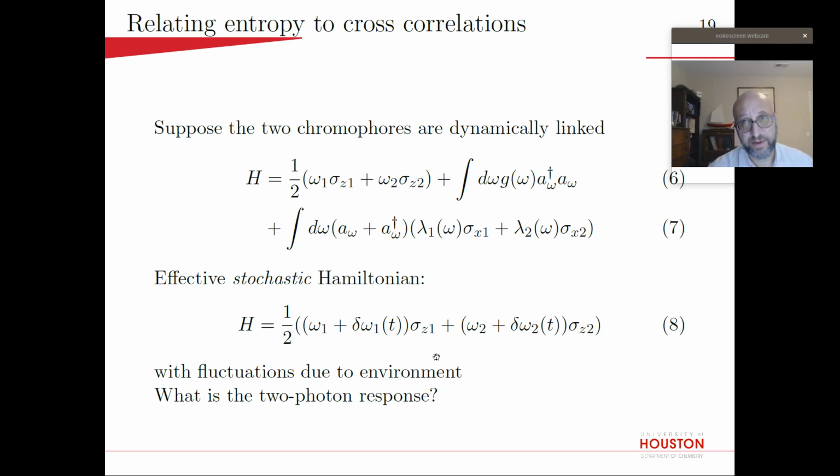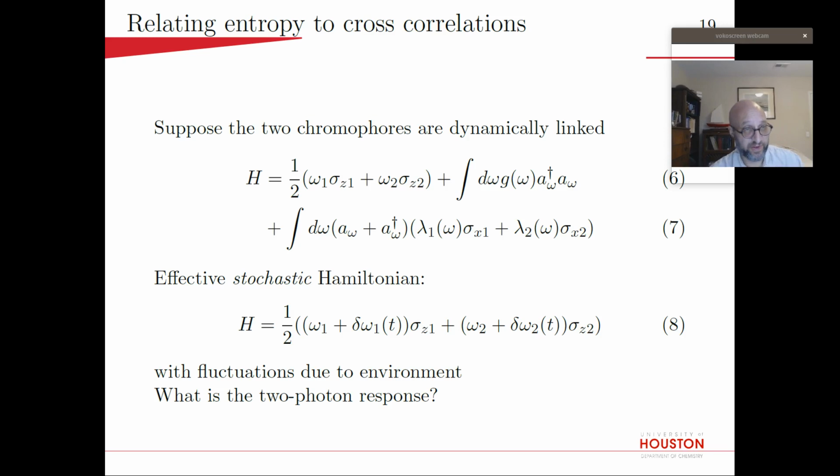So now let's imagine that the two chromophores are linked in some sort of dynamical sense. What I want to do is imagine that in this model I have some sort of stochastic interaction going on, where I have information being exchanged between one chromophore and the other, maybe via some sort of spectral density or some sort of bath that's mediating the exchange between chromophore 1 and chromophore 2. So what I can do then is develop an effective stochastic Hamiltonian for the pair of two-level systems that are now coupled to each other.